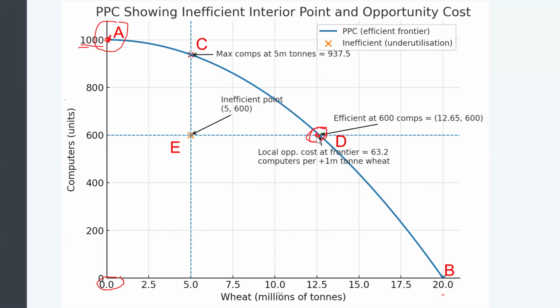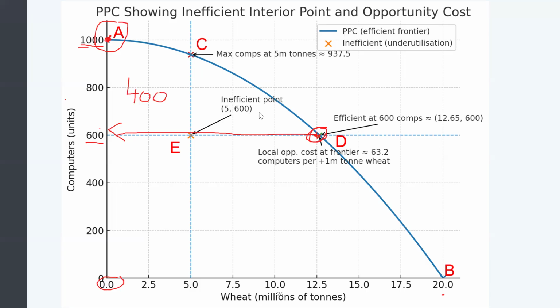At point D, how many computers is the country now producing? At point D, we can see they now have 600 computers. Right. So what does that tell you? It tells you they lost 400 computers. They lost 400 computers because they were producing 1,000 before. Now they're producing 600.